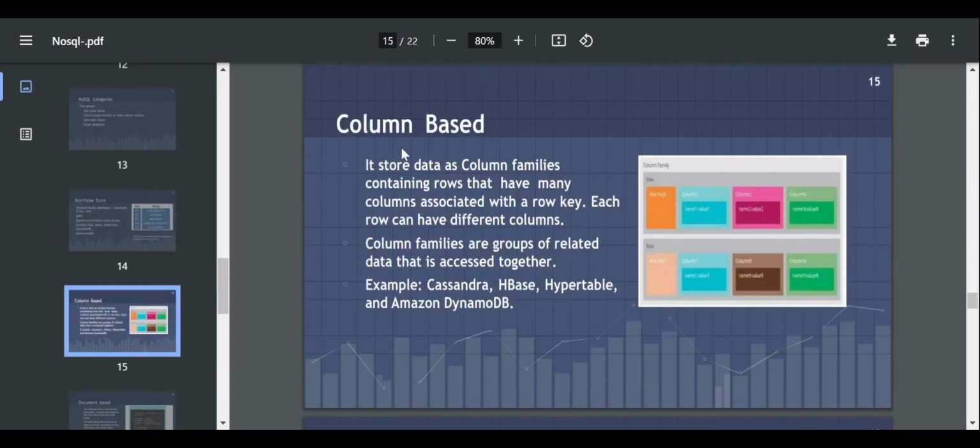Let's discuss column-based stores. They store data in column families containing rows that have many columns associated with a row key, as you can see. Each row can have different columns. Column families are groups of related data that are accessed together. Examples: Cassandra, HBase, Hypertable, and Amazon DynamoDB.